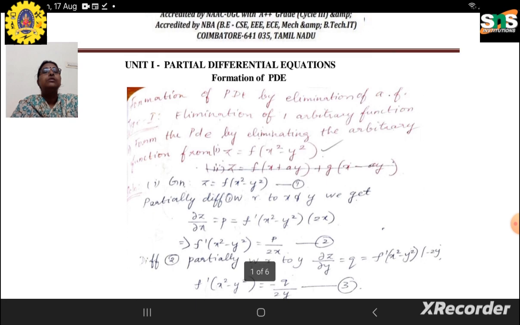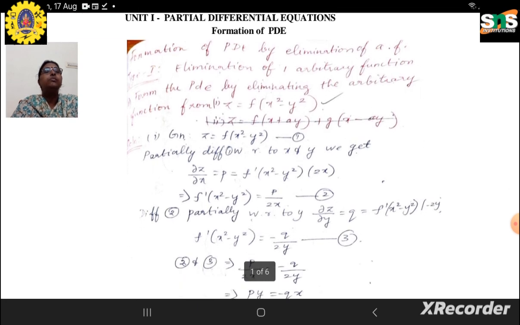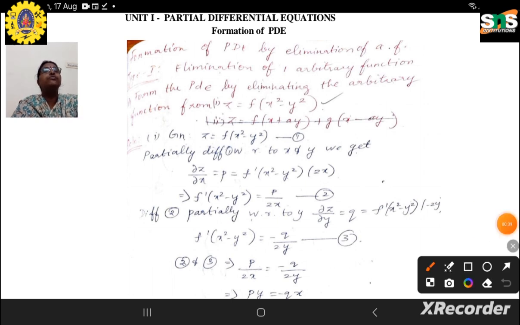In this, the formation of PDE by eliminating arbitrary functions, we can discuss type 1 now. Type 1 is nothing but the elimination of one arbitrary function. For example, form the PDE by eliminating the arbitrary function from z equal to f of x squared minus y squared. Take this function and note it as equation number 1 and differentiate this function partially with respect to x and y.